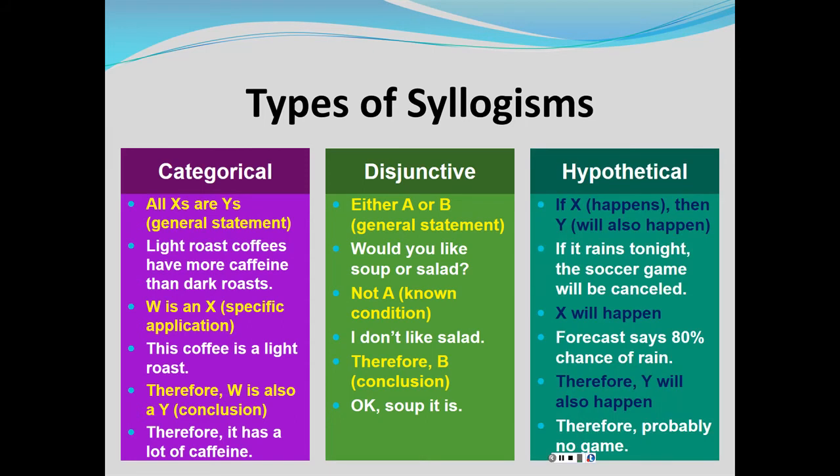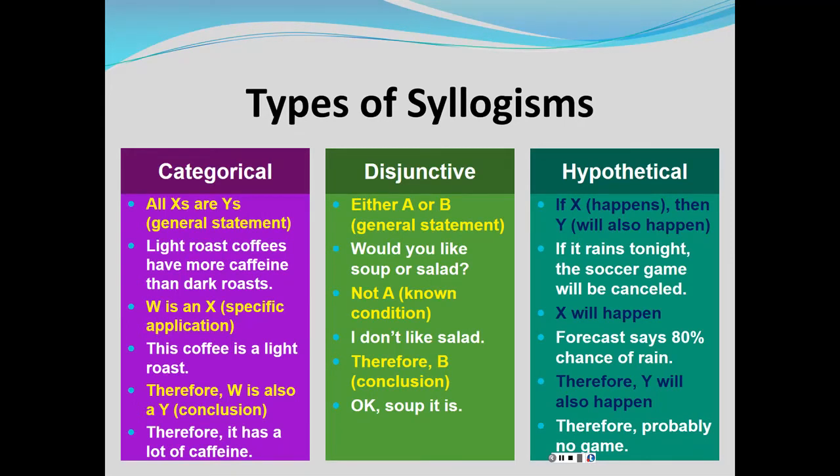The third type of syllogism we can have is what's called a hypothetical syllogism. So we have the all x's are y's, we have either A or B. The third type that we often get is what's called a hypothetical syllogism. A hypothetical syllogism is an if-then kind of statement.